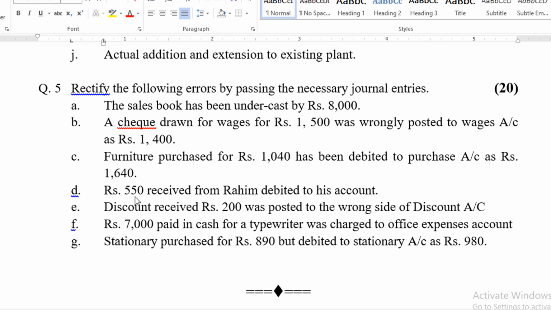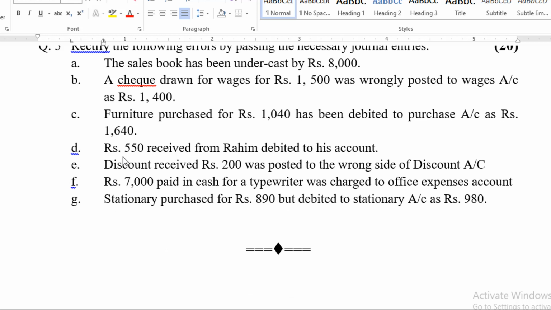D. Rupees 550 received from Rahim debited to his account. It means Rahim is our account receivable. We have sold something to Rahim on credit basis, and later he will give us money in the form of cash or check. So we need to credit this account, but by mistake we have debited this account. It means we have increased this balance rather than reducing it by rupees 550. So again this is a single account side error.